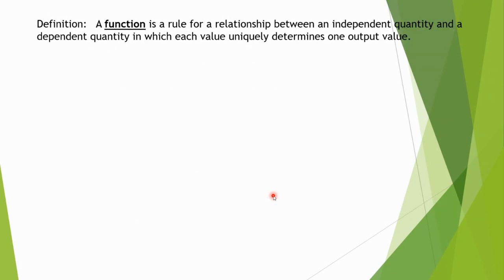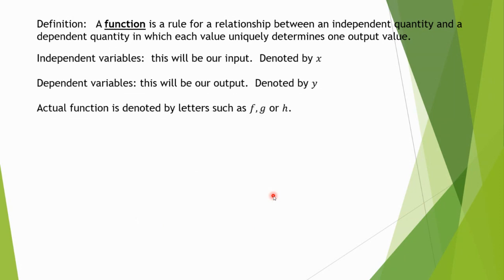I just reproduced the definition up here. What's going to happen, this is really just notation, this slide. Generally, with those independent variables, which, as I said before, is going to be our input for our function, that will generally be denoted by x. So x will be the independent variable, and that's what's going to go into the function, the input.